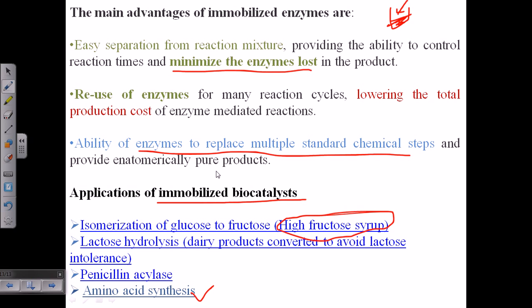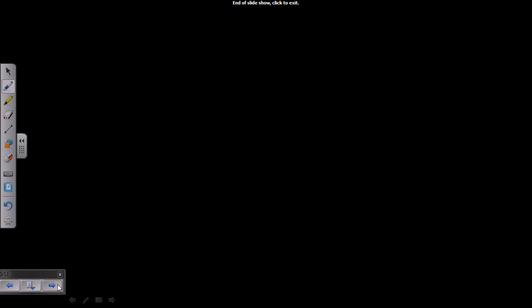So these are the importance of these enzymes, and those are the three advantages of utilizing immobilization in enzymes. And that's it, and I hope this will help you.